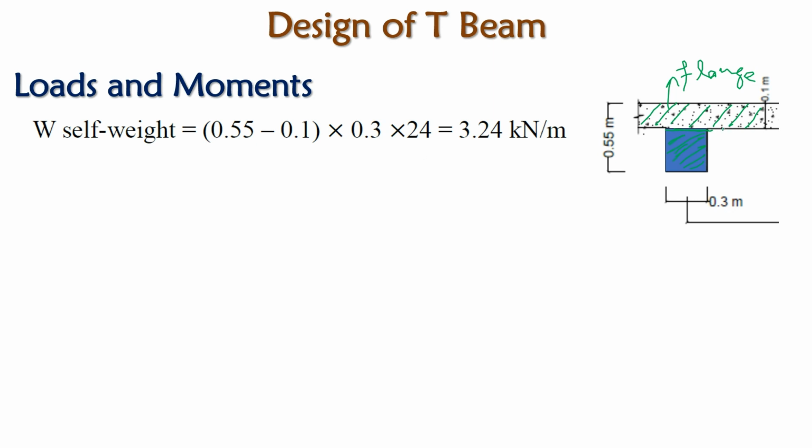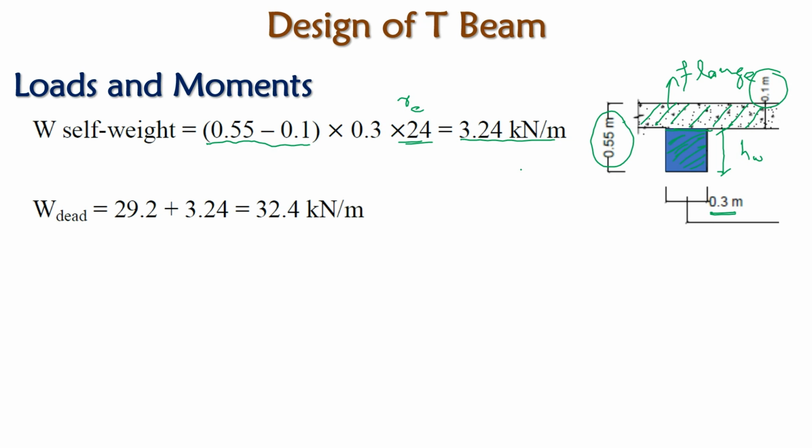So basically, we have to calculate this depth. This is known as the height of the web. The total height is 0.55 meters and the height of the flange is 0.1. So we will deduct this 0.1 from 0.55. So the height of the web is 0.45 meters and the width of the web is 0.3 meters, and the unit weight of concrete, gamma c, is 24. So the self weight of the beam web is going to be 3.24 and the total dead load applied on the structure will be 29.2 as given, including the self weight of the flanges, plus the self weight of the beam web.